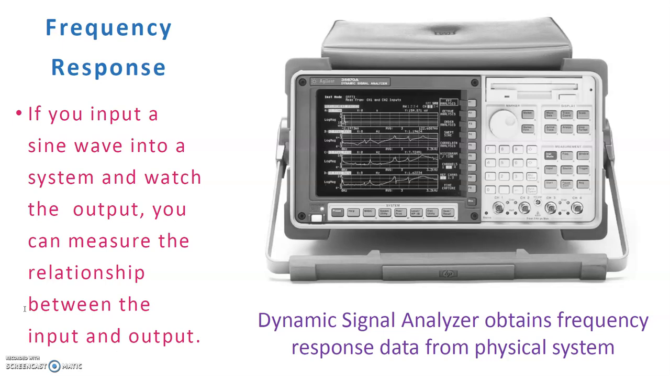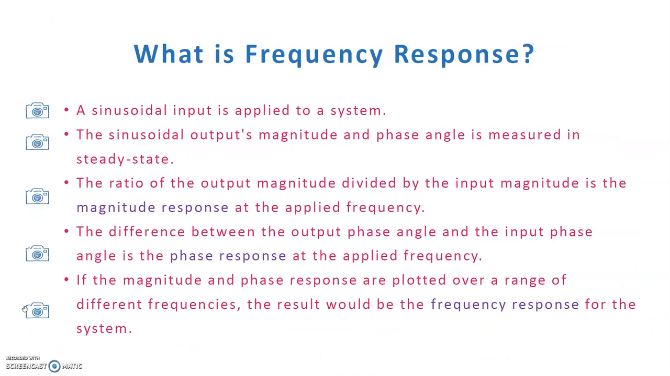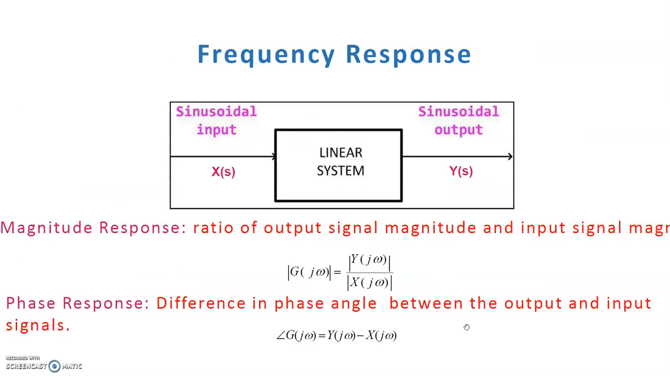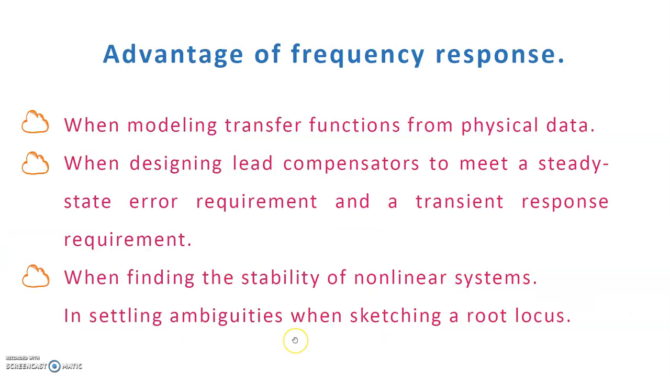This is a dynamic signal analyzer to obtain the frequency response data from a physical system, using a sine wave to measure the relationship between input and output of the system. Frequency response represents the magnitude response and phase response. In the frequency domain we label it as omega, and the unit is radian per second. The magnitude response is the ratio of output signal magnitude to the input signal magnitude, y over x, and the phase response is the difference in phase angle between the output and input signal.